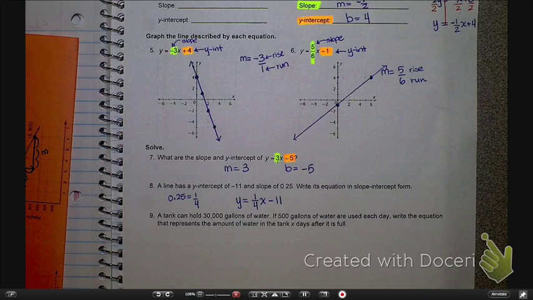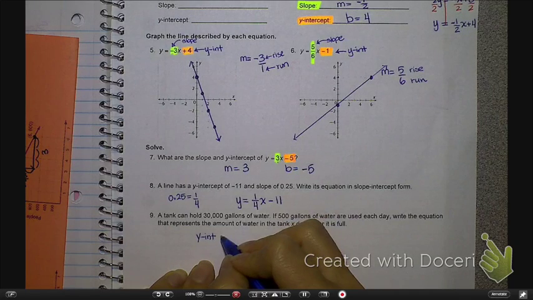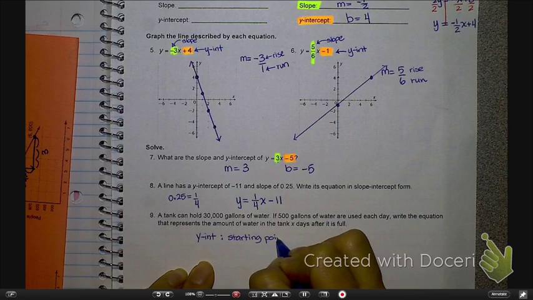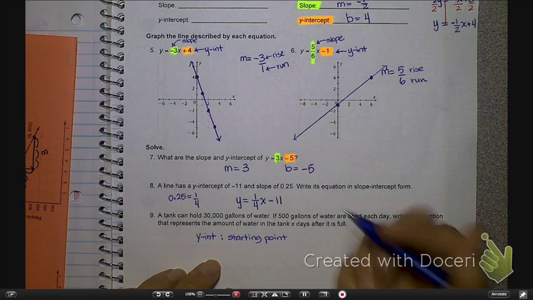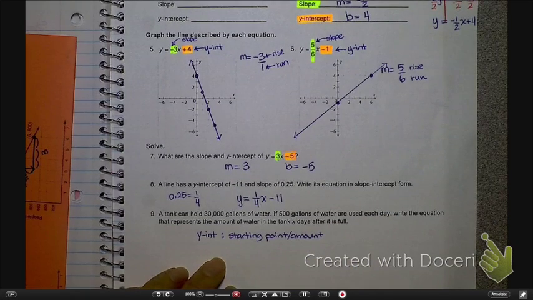The last one says a tank can hold 30,000 gallons of water. If 500 gallons of water are used each day, write the equation that represents the amount of water in the tank x days after it's full. You need to think of your y-intercept, when we're graphing, like a starting point. When we're dealing with word problems, it can also be a starting amount, the amount we start with.